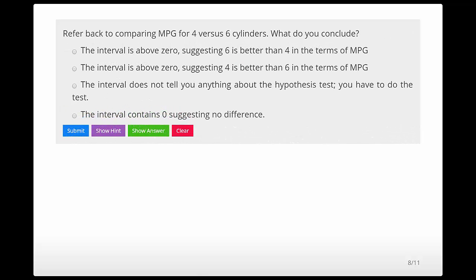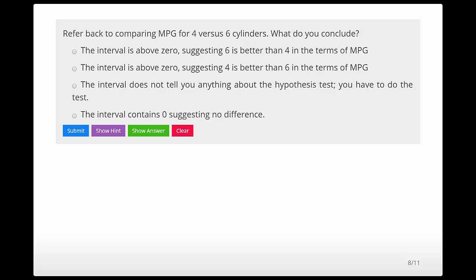This question has 3 points, even though it's only asking you to answer one of the 3. Basically, it says your interval for comparing 4 versus 6, what do you conclude? Going back 2 slides. Well, the first point that you have to remember, which order did you subtract things in? In this case, I subtracted mean for 4 minus mean for 6, and it was entirely above 0.